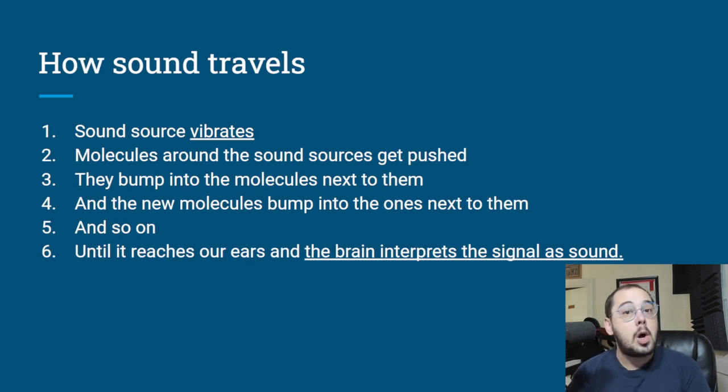Okay, as for how this sound travels, I have some diagrams spread out through here that'll make this a little bit clearer, but basically, whatever the sound source is, vibrates. This causes the molecules of air or water or whatever's around the sound source to vibrate as well. So it'll push one molecule back and forth, and it'll bump into the one next to it, and that'll cause it to move. Then it bumps, and they keep bumping, and so on and so forth, until it finally reaches our ears, and then the brain can interpret that as sound.